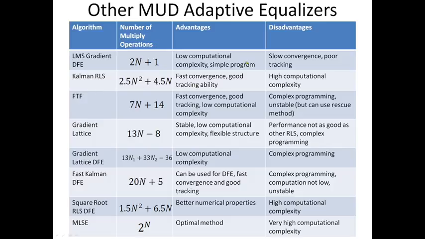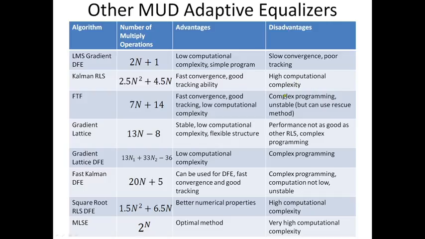Where with Kalman, its disadvantage is a very high computational complexity, as this number of multiply operations hints at, but it has fast convergence and it's very good at tracking, so it's very accurate. The FTF has 7n plus 14 operations, which isn't too bad. Its advantages are fast convergence, good tracking, and low computational complexity, which is something that's very big. You really want to decrease your computational complexity because that increases your cost of building this a lot.